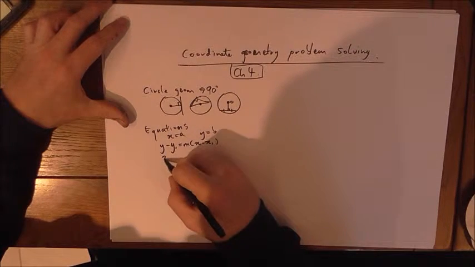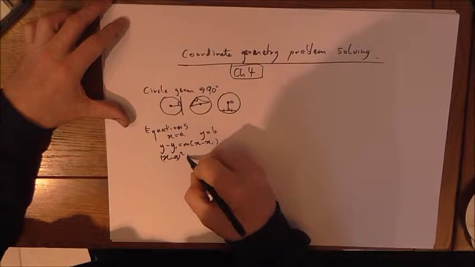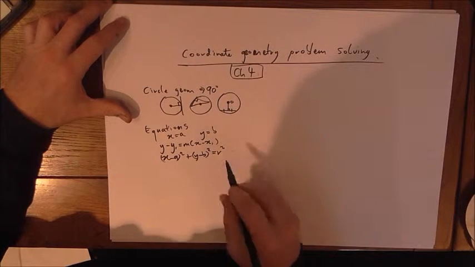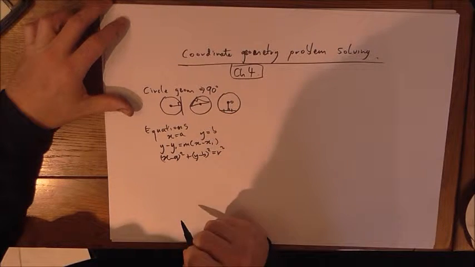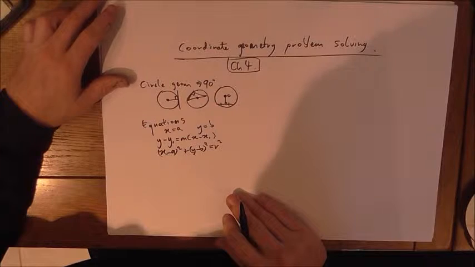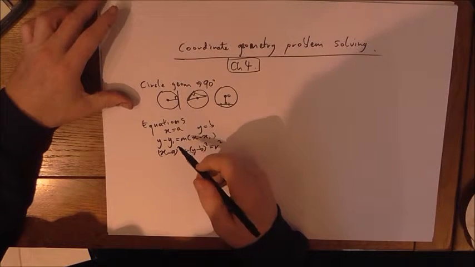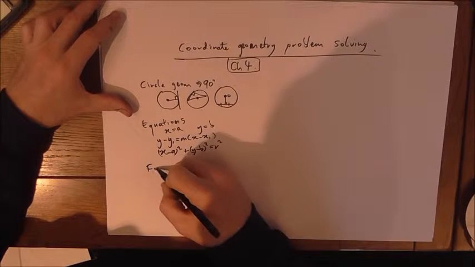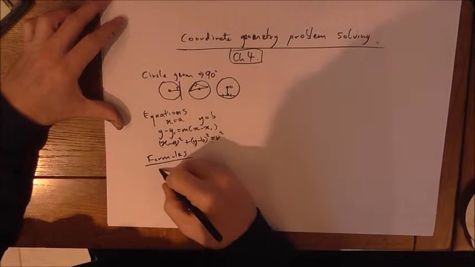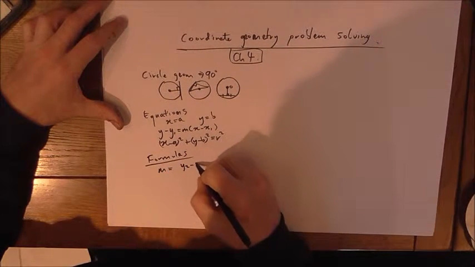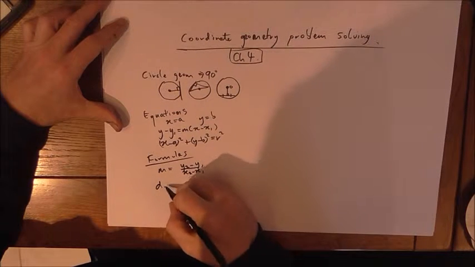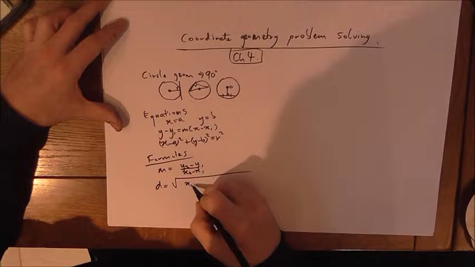What else have you got? Equation of a circle, fill in this template. So r is the radius and a, b is the centre. So you've got your equations and you've also got three formulas. You want to know the gradient of a join between 2 points, x1, y1. Use this formula.